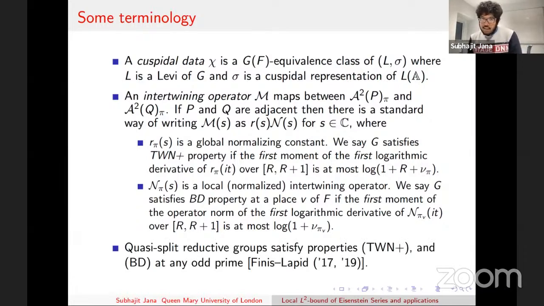The interesting thing is that these two properties are satisfied by a large class of groups. For instance, quasi-split classical reductive groups satisfy TWN plus, and at every odd prime they satisfy BD. These are the results by Finis and Lapid, 2017 and 2019.